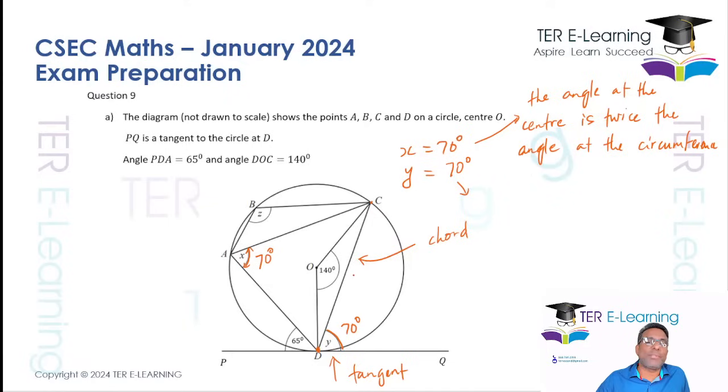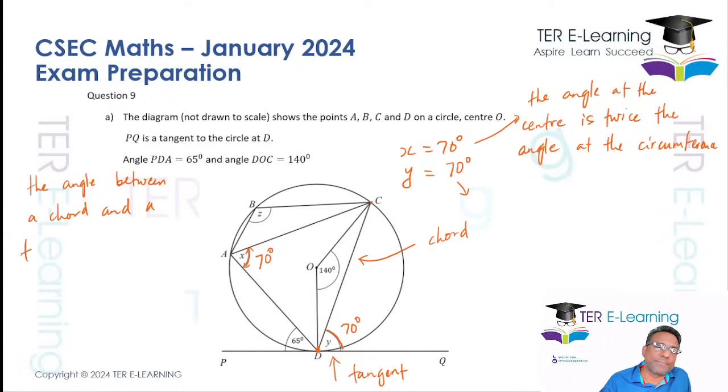The angle between a chord and a tangent is equal to the angle in the alternate segment. That's the rule you need to remember. So the angle between a chord and a tangent is equal to the angle in the alternate segment.